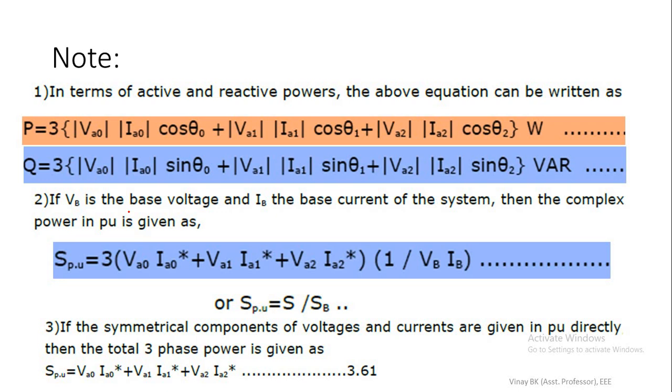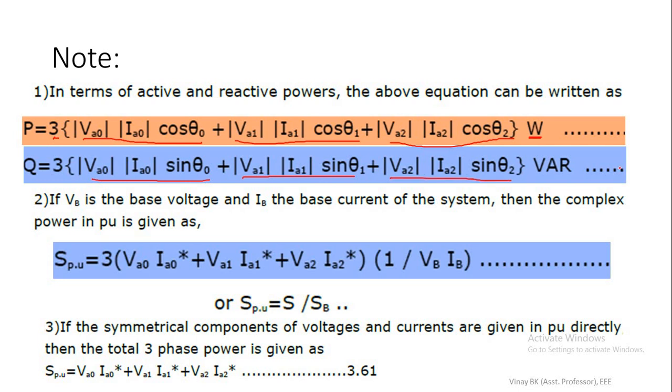In terms of active and reactive power, the equations we can write: for the active power, V I cos phi, that is 3 into VA0 IA0 cos theta 0 for the zero sequence component plus VA1 IA1 cos theta 1 for the positive sequence plus VA2 IA2 cos theta 2 for the negative sequence, and the unit of real power is watt. Similarly for the reactive power, 3 into VA0 IA0 sin theta 0 for zero sequence plus positive sequence plus negative sequence, in terms of VAR.